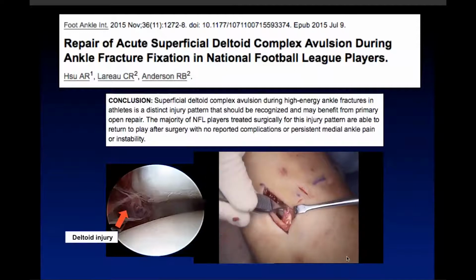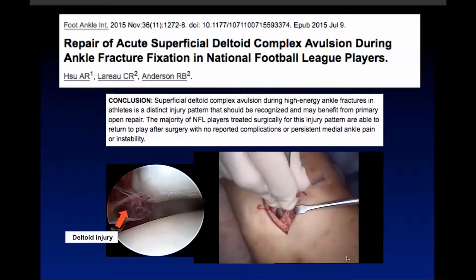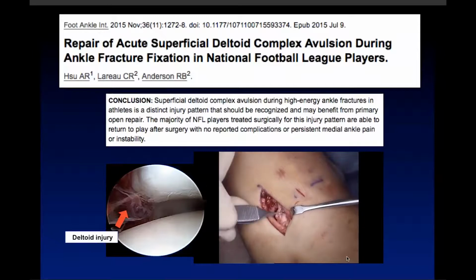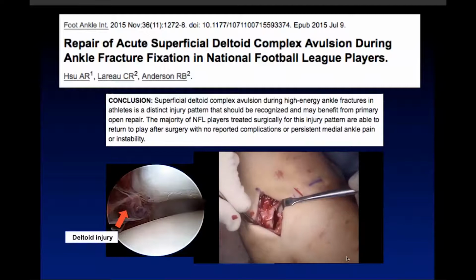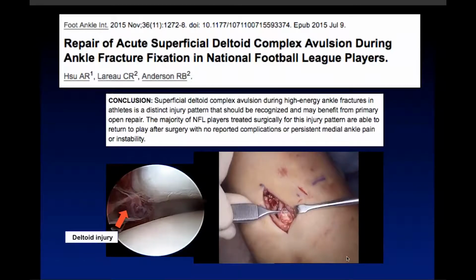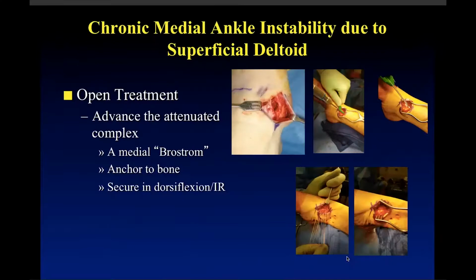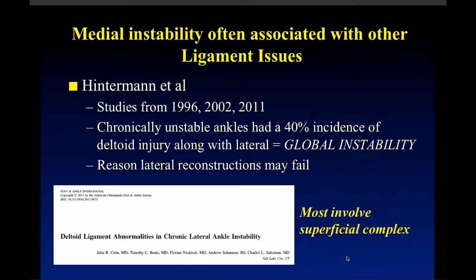We were able to get enough of these numbers to actually generate a paper out of this back in 2015, again, showing this consistent pattern of superficial deltoid ligament avulsion with these lateral-based external rotation injuries. So again, something to consider. And this is amenable, as I said, to open direct repair. You go ahead and you denude off the anterior aspect of the medial malleolus, and you do what we call a medial Brostrom. You're basically using an anchor and you're doing a horizontal mattress advancement of that avulsed or attenuated superficial deltoid ligament complex back to bone, securing it in dorsiflexion and some internal rotation.